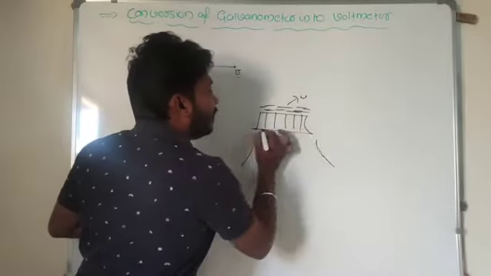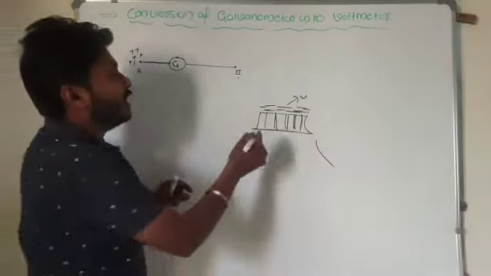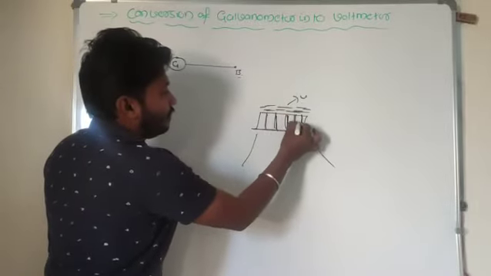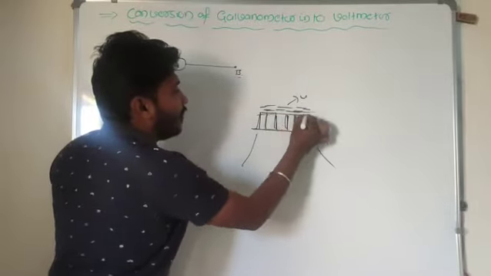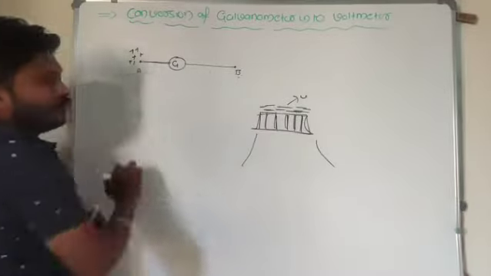Here the dam will resist the flow of water. What's the duty of the dam here? The dam will prevent the flow of water. So the dam prevents the flow of water here. In a similar way, between A and B, a galvanometer is there.